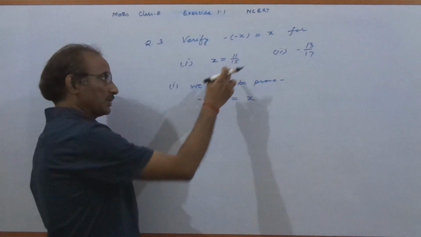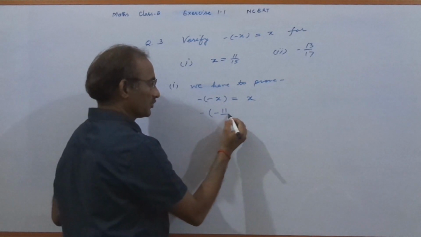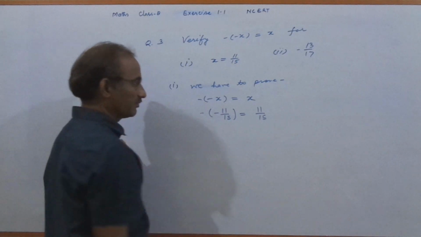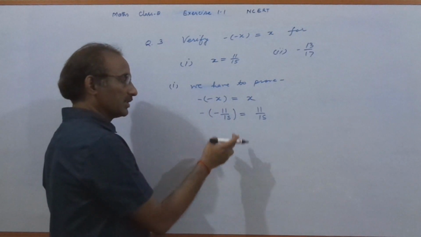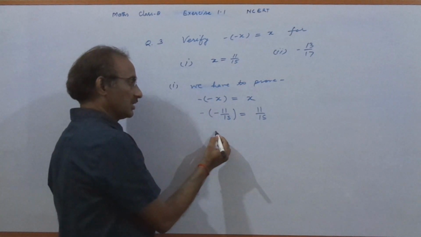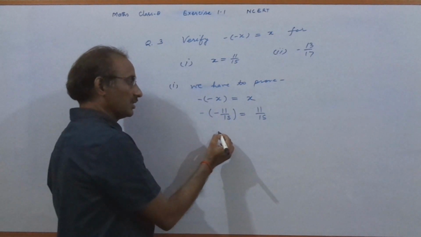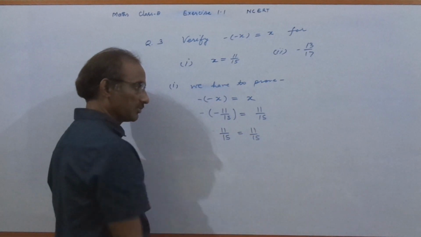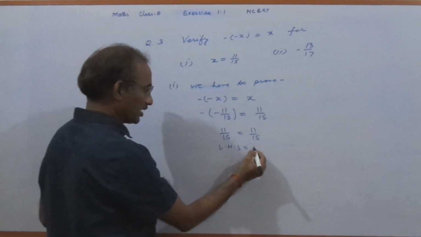Here x equal 11 upon 15, so putting the value of x, we get minus of minus 11 upon 15 equal 11 upon 15. Minus 11 upon 15 is a negative rational number, and negative of a negative rational number will be positive. So here we can write the additive inverse of minus 11 upon 15. It is 11 upon 15. So 11 upon 15 is equal to 11 upon 15. Hence left hand side is equal to right hand side.